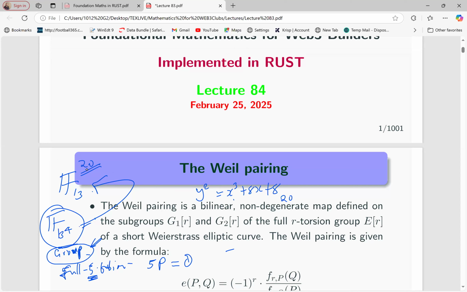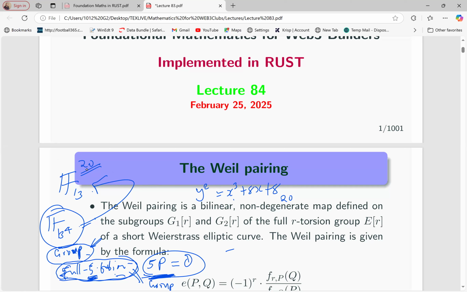Now, we are ready to do Weil pairing. We get all these points that have this property. Now, just pick 2 points out of this. How many would they be? There'll be several points, the full 5 torsion points. After you obtain these points, they will form a group also.